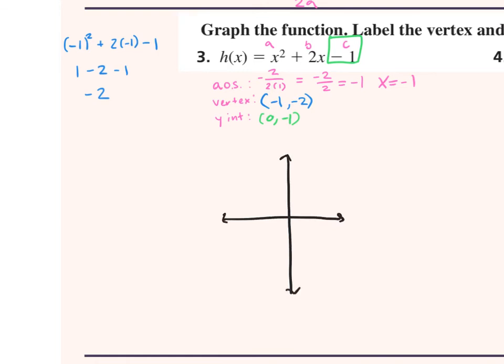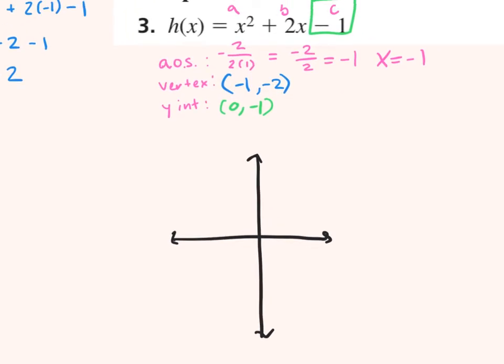So first thing we're going to do is graph our vertex. We go to the left 1 and down 2. So we put a point right there. We can draw our axis of symmetry right through it. And then our y-intercept is going to be 0, negative 1.